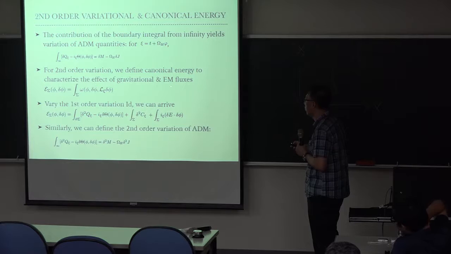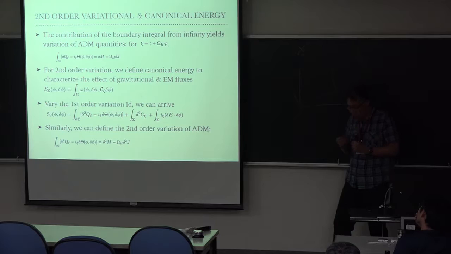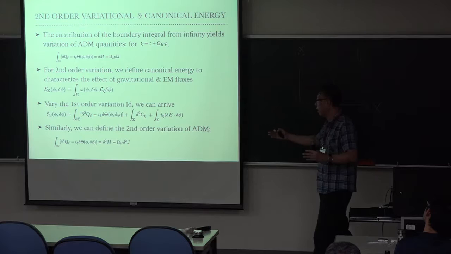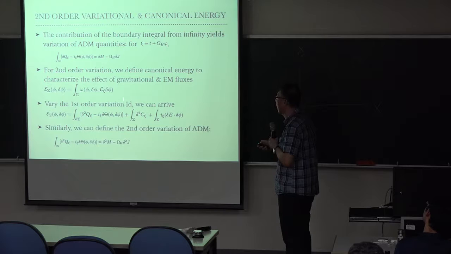Because once you go to the second order, when you do the perturbation, you throw the matter into the black hole, and then a gravitational wave comes out. This gravitational wave can be put in the form of a flux. This canonical energy, in some sense, just characterizes the gravitational and the electromagnetic flux.